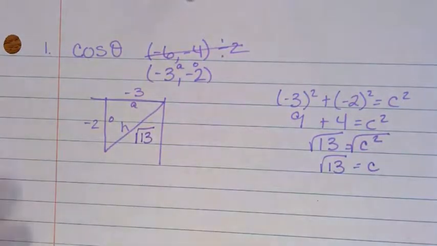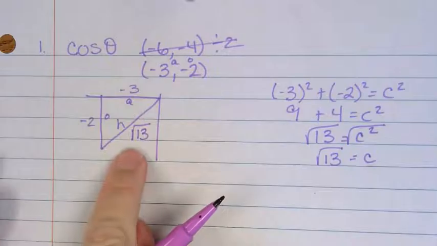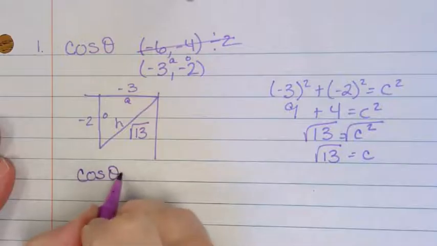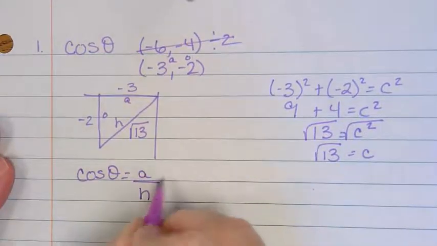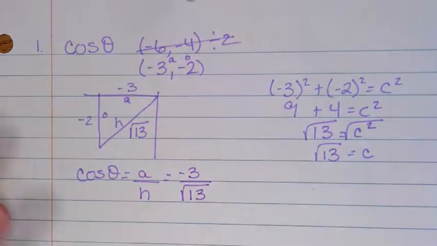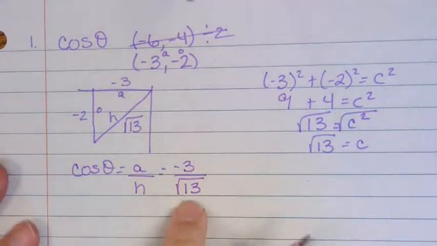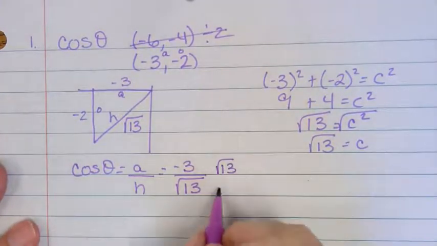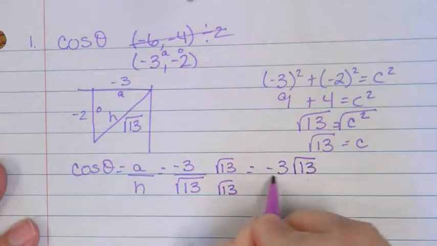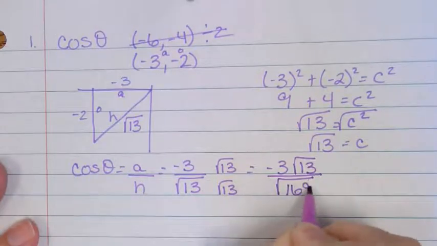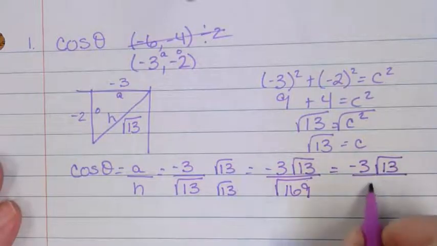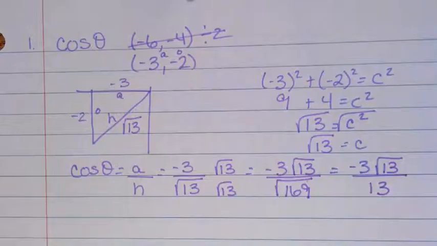Okay, remember, even though I am in quadrant 3, hypotenuse is never negative. So the question is, what is cosine? Cosine is A over H, so A is -3. H is the square root of 13. Remember, we can't have that 13 at the bottom, so we're going to square root 13 on top and on bottom. So I get -3 square root of 13 over the square root of 169, which is -3 square root of 13 all over 3, and you are done.